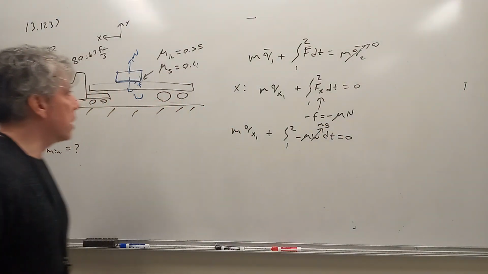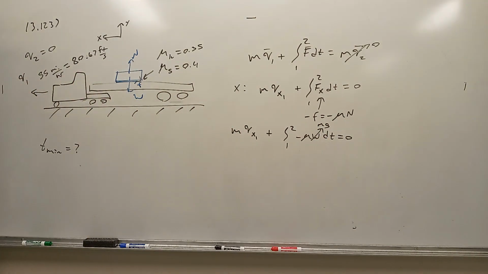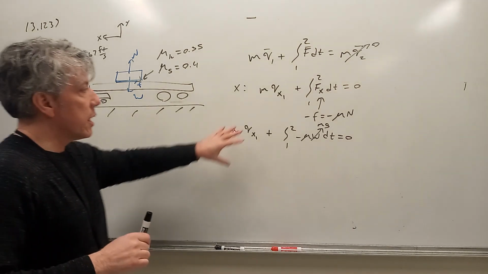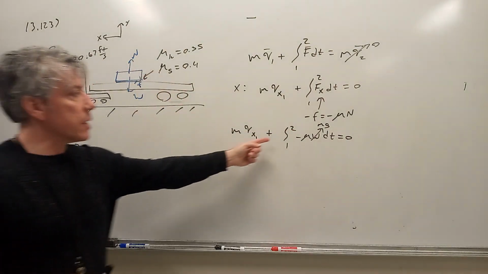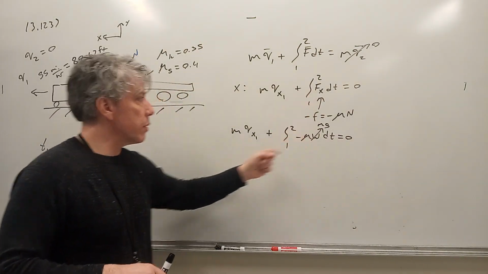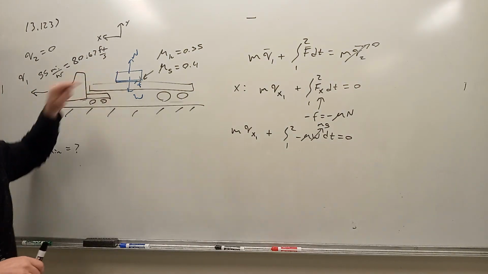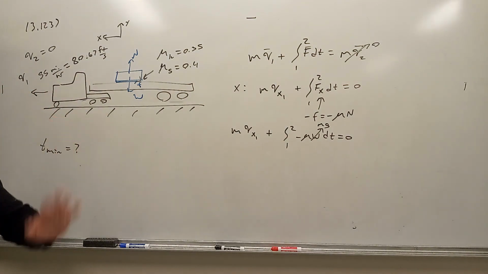Now, what mass are we talking about? I see the mass of the truck and the mass of the package. What mass are we talking about here? Mass of the package. Why? Because this is a momentum equation that only deals with the package. How do I know that? Because the only external force that I considered was the force of friction. That's a force on this package, or pallet, or whatever the load may be.